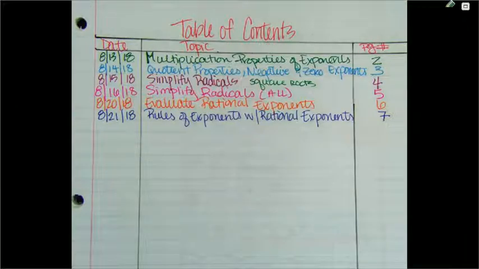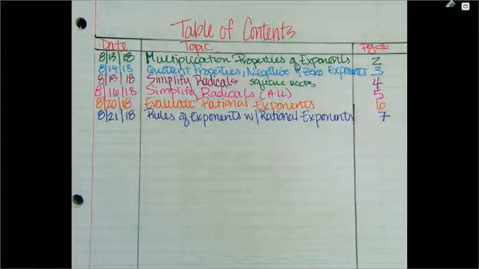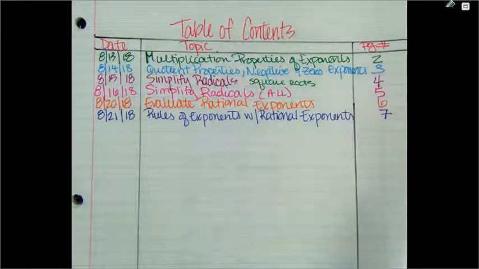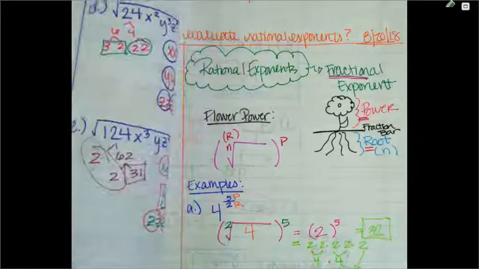Today's rules of exponents with rational exponents. In other words, I'm going to add to what I did last week. So we're going to do stuff from last week, but we're going to add to it a little bit differently. What does it mean to be a rational exponent? It's a fraction.